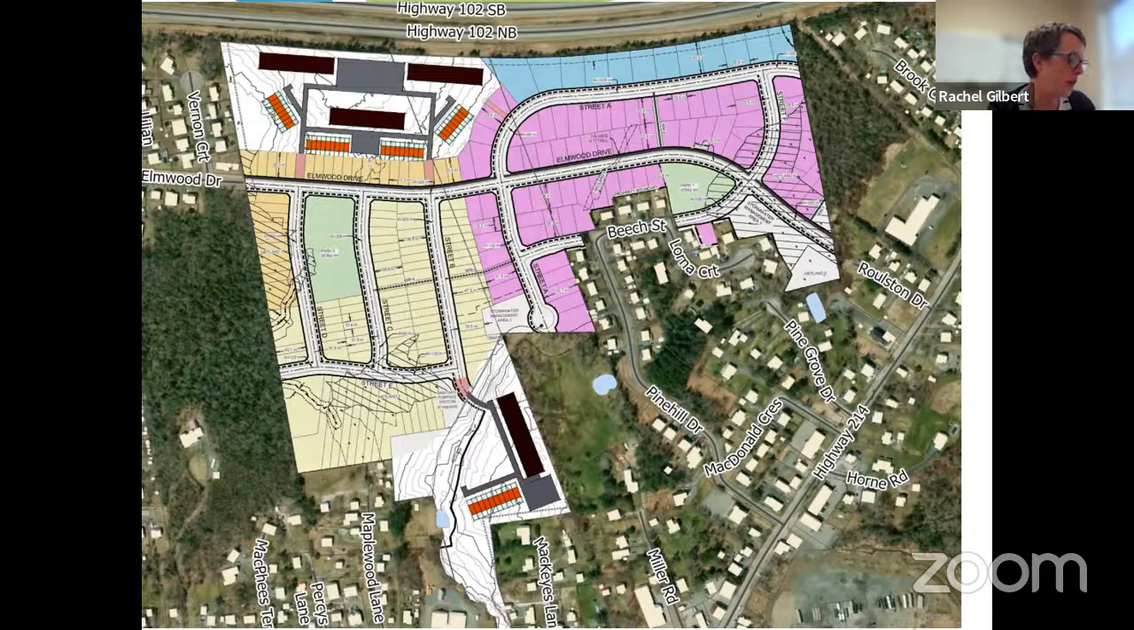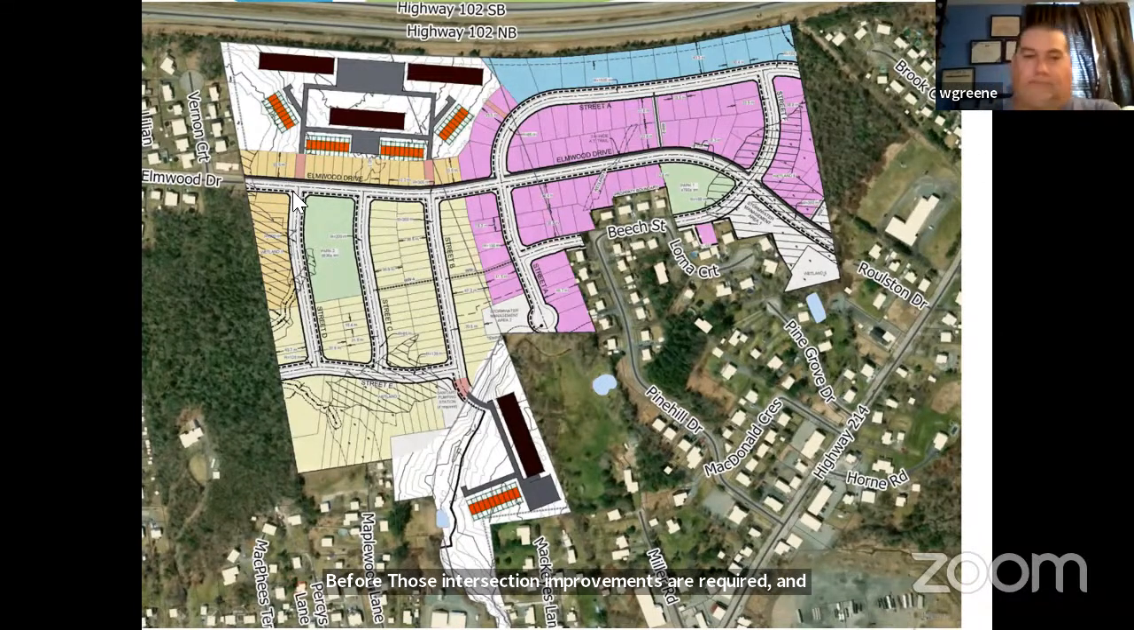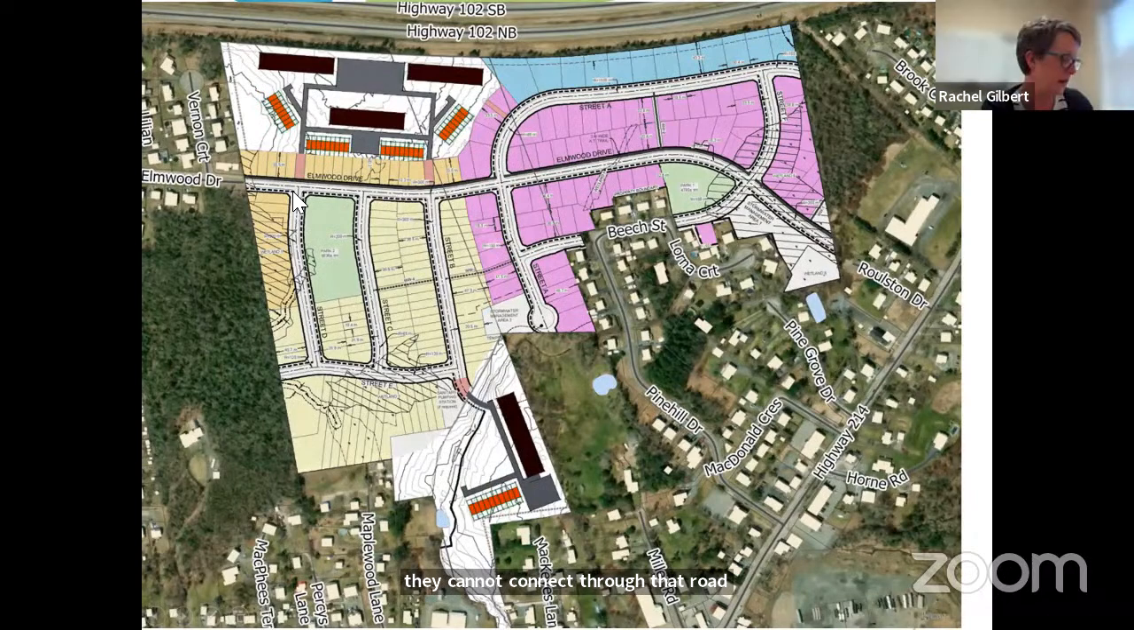So a maximum of 300 dwelling units will receive a development permit prior to the design of the intersection improvements on Highway 2 and Elmwood Drive. A maximum of 400 dwelling units will receive a development permit prior to Public Works confirming they're satisfied with the intersection improvements. So they can't get more than 400 dwelling units before those intersection improvements are required, and they cannot connect through that road section there until those intersection improvements are complete.